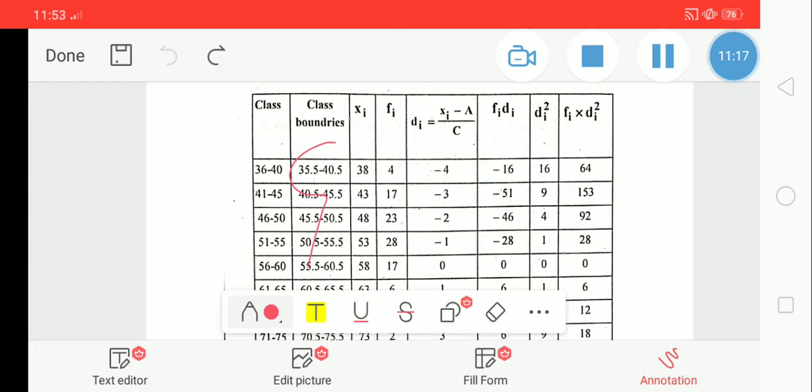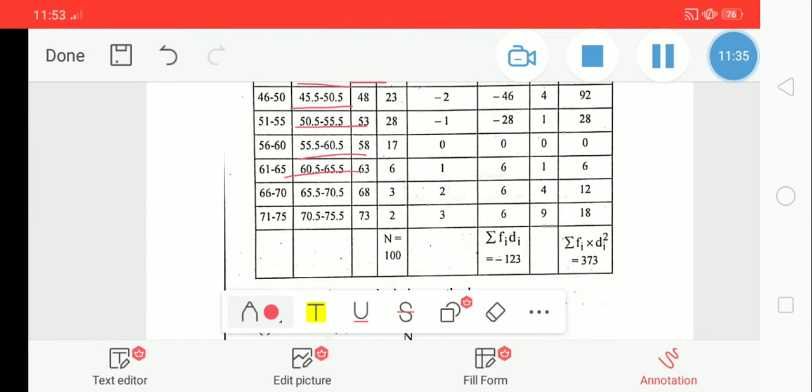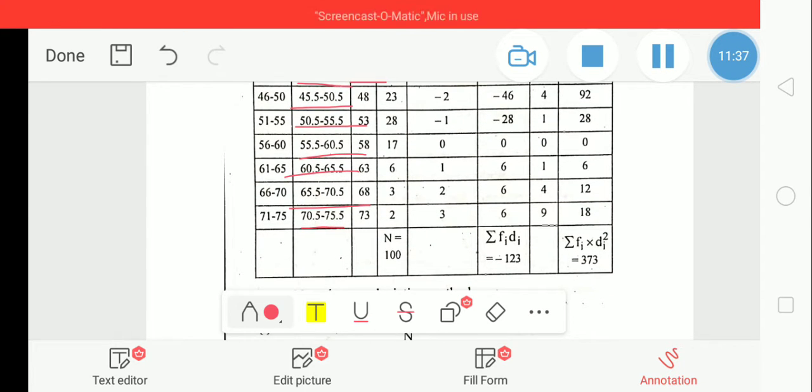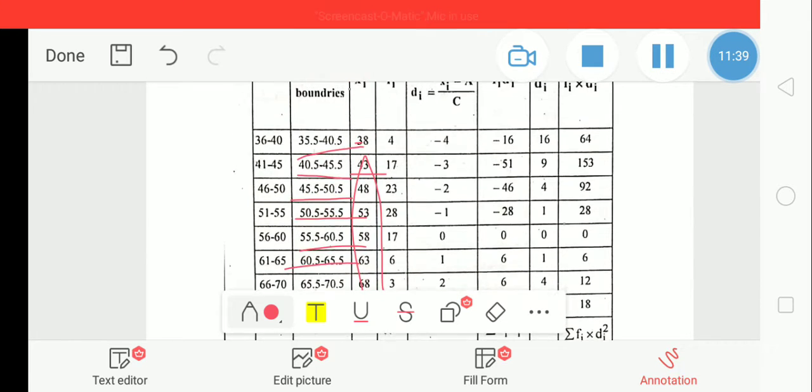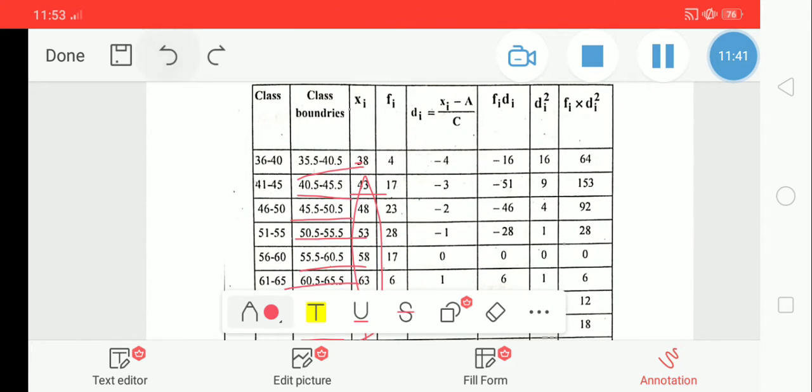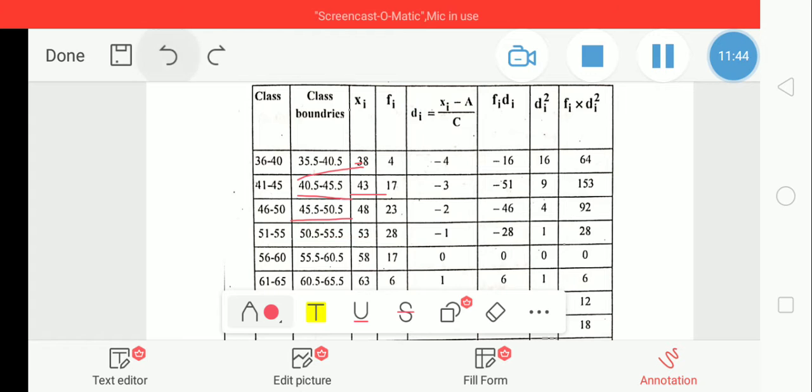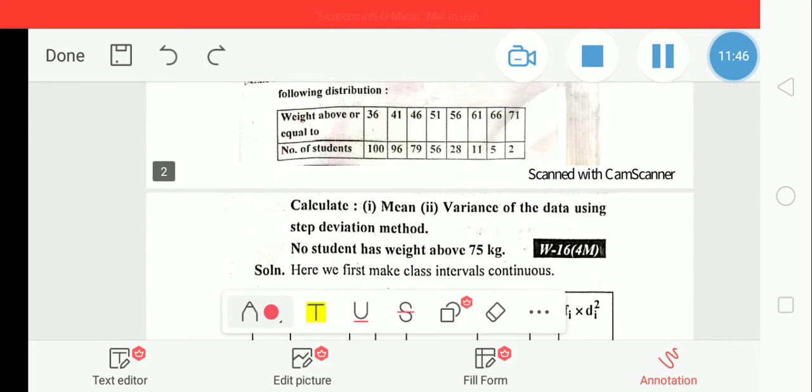Now with these class boundaries we can find the midpoint. Now find the midpoint: the summation of these two values divided by 2 gives 38. The summation of this value divided by 2, the sum of this divided by 2, the sum of this divided by 2. So that gives the midpoint of the class boundaries. Now fi is the frequency that is given.